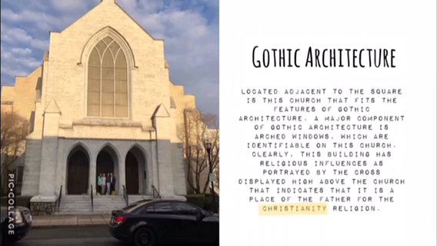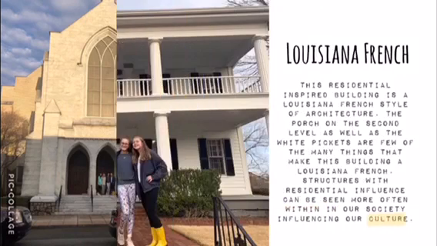Gothic architecture. Located adjacent to the square is this church that fits the features of Gothic architecture. A major component of Gothic architecture is arched windows, which are identifiable on this church. Clearly, this building has religious influences, as portrayed by the cross displayed high above the church. That indicates that it is a place of the Father for the Christian religion.